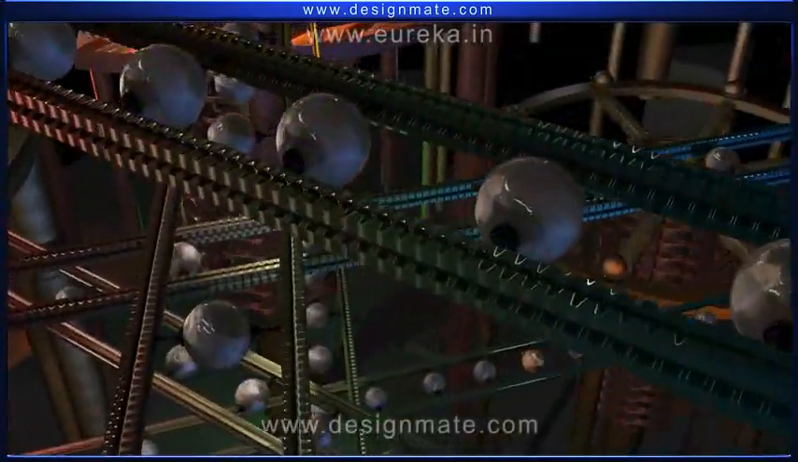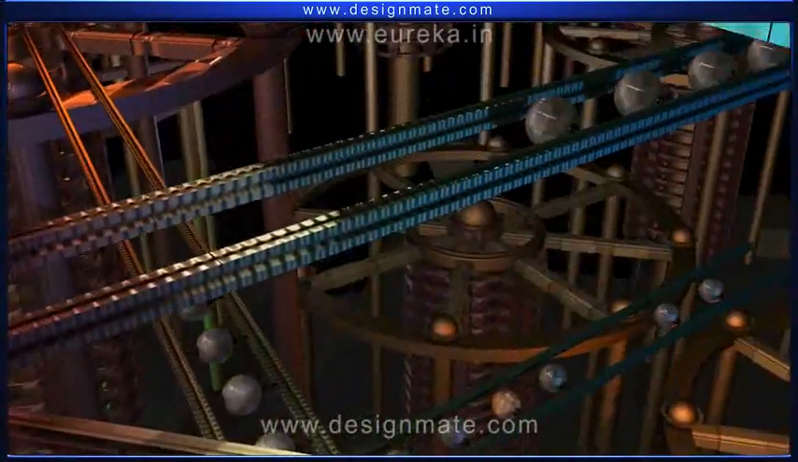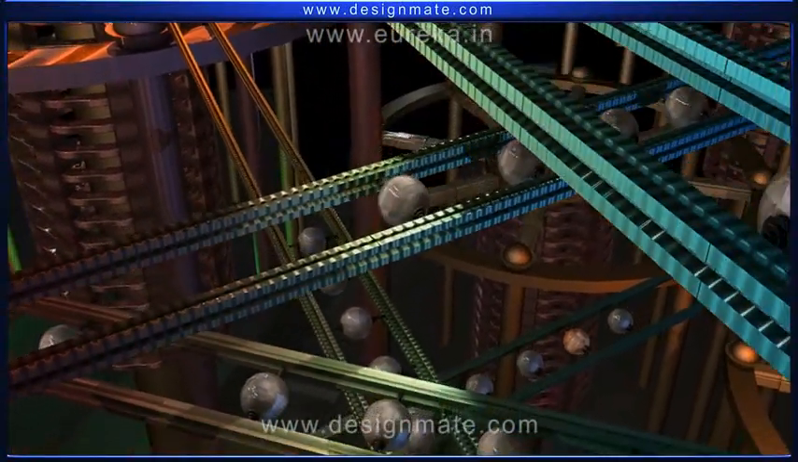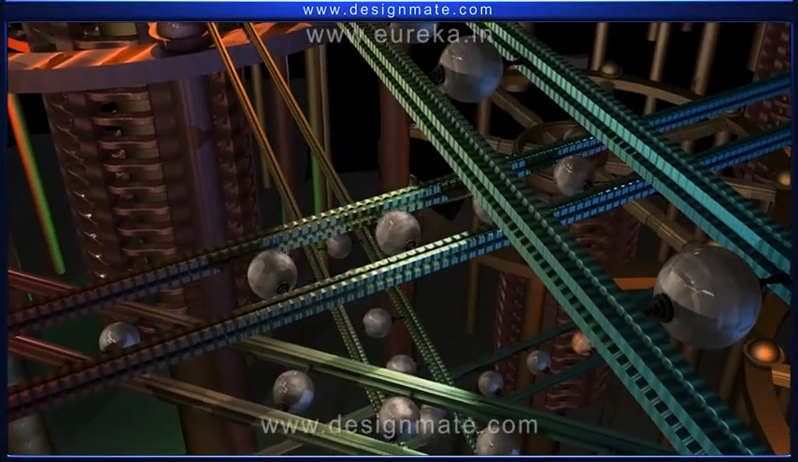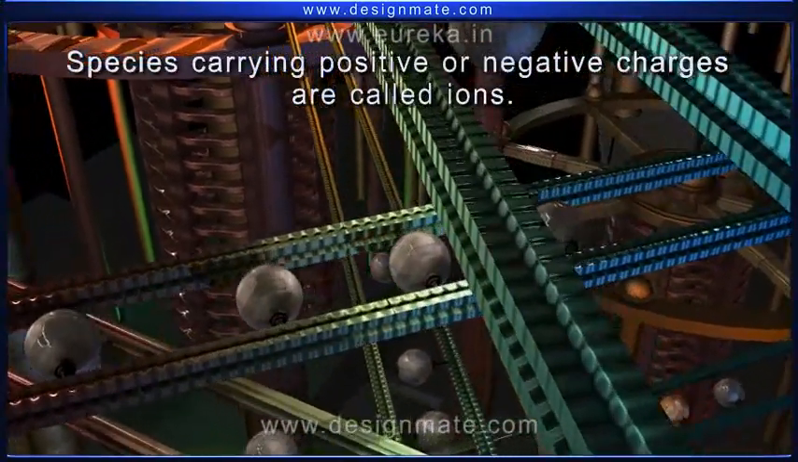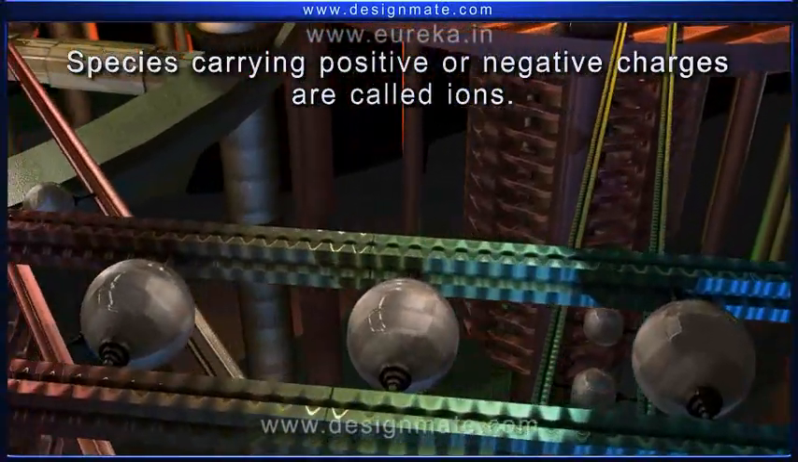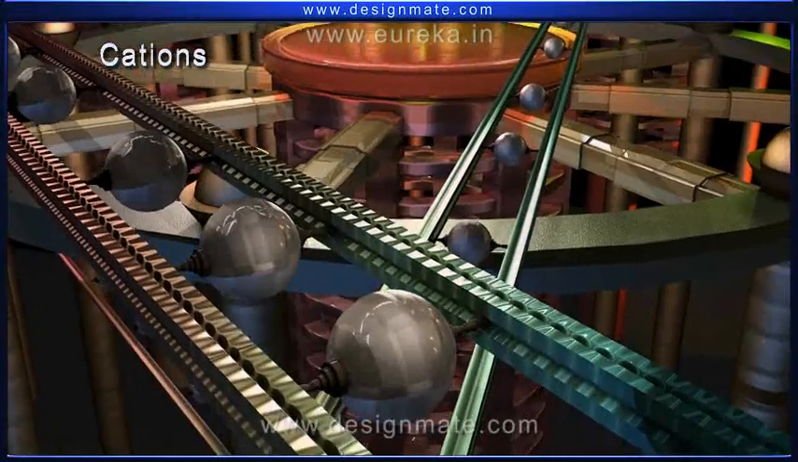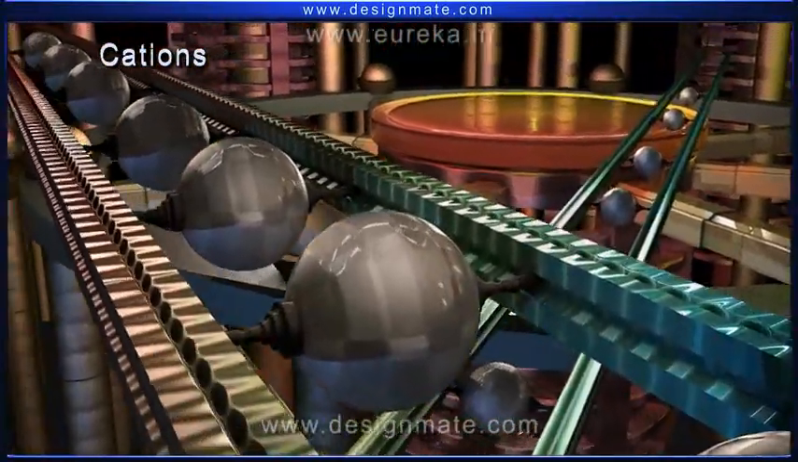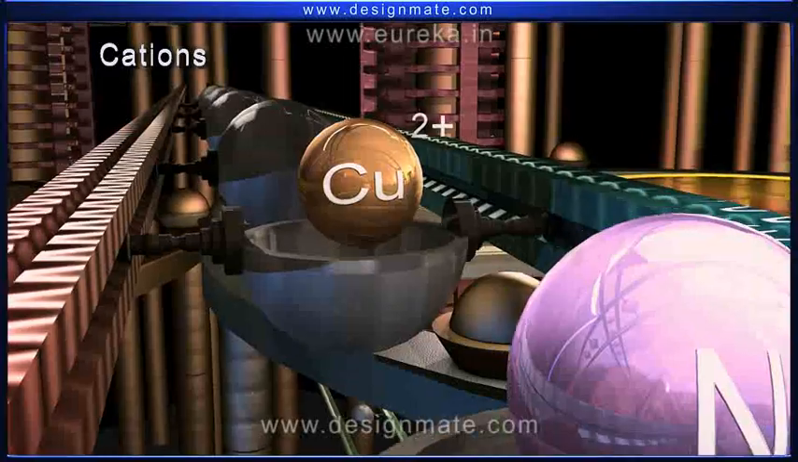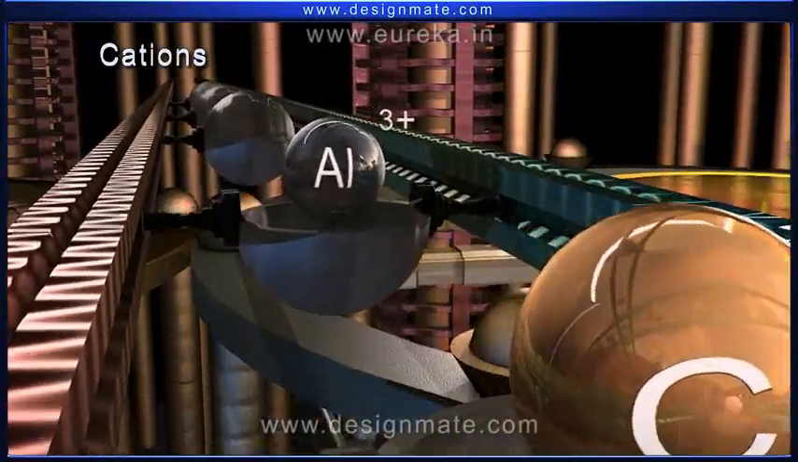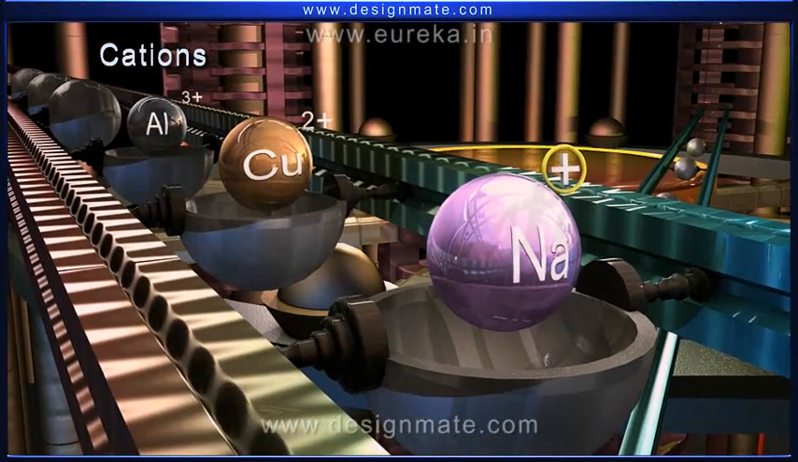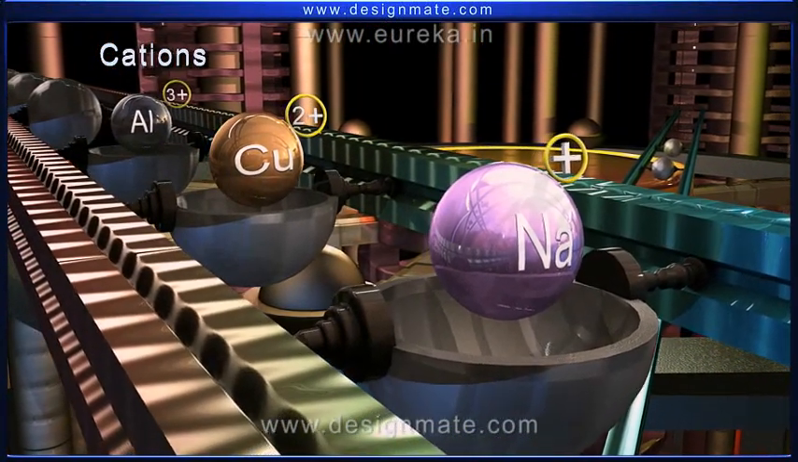Let us now see how the valency of ions is calculated. In case of ions, their valencies are the same as the charges carried by them and are expressed with proper signs. Species carrying positive or negative charges are called ions. Those which carry positive charges are known as cations. Some of the simple cations are Na+, Cu2+, Al3+, etc., and hence they have valencies of +1, +2, +3, respectively.